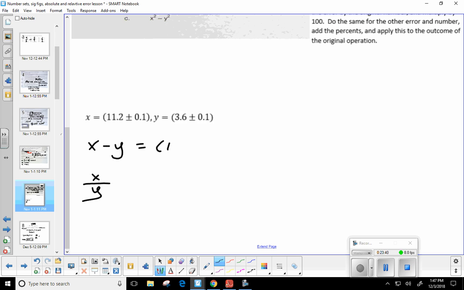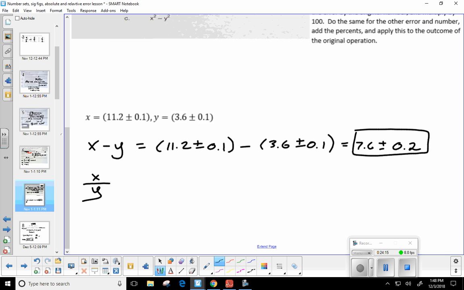But I want to take 11.2 plus or minus 0.1, and I want to subtract 3.6 plus or minus 0.1. Okay, I'm going to perform the operation with my given value. So 11.2 minus 3.6 is 7.6, would you guys agree? Good. 7.6 plus or minus 0.2. No matter if you're adding or subtracting these values, you always add the errors. So how many people got that one right? Good. Now the division. How many people are still working on it? Okay, let me give you a little more time.